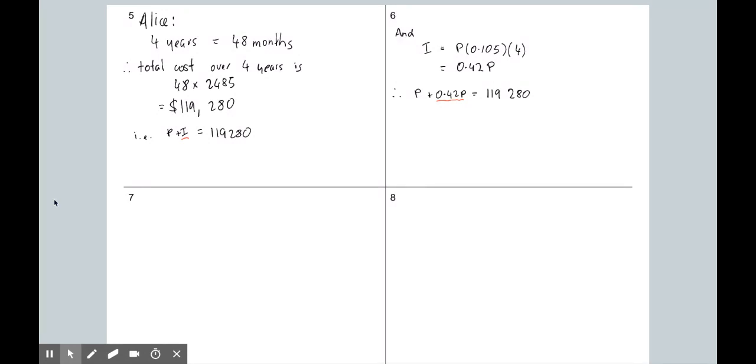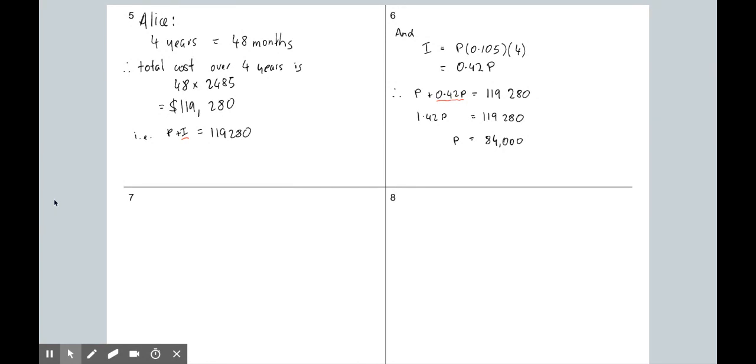So in theory, it should be solvable, and in this case, it is. So I've got p plus 0.42p. So we just add the coefficients together, right? The coefficient of p is 1. So it's 1p plus 0.42p. So overall, we've got 1.42p is equal to 119,280. And so p, by dividing those two things together, is equal to 84,000. Is that okay? So I didn't spell it out, but I'm dividing both sides by 1.42 there. So that gives us a principal of $84,000.